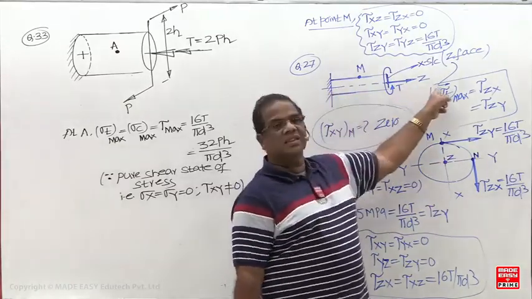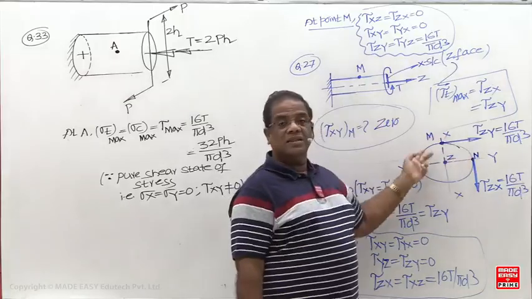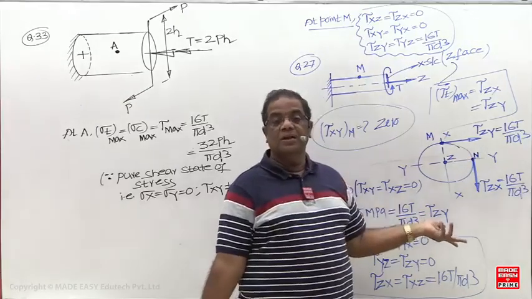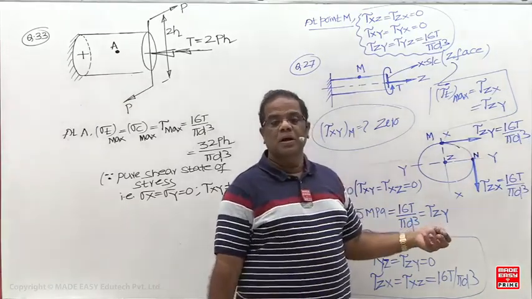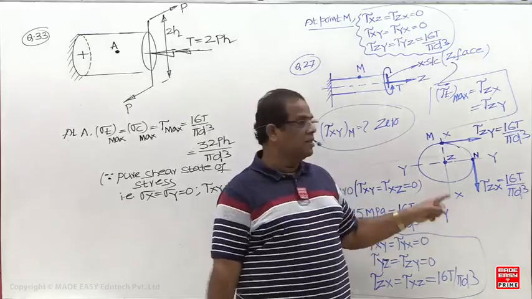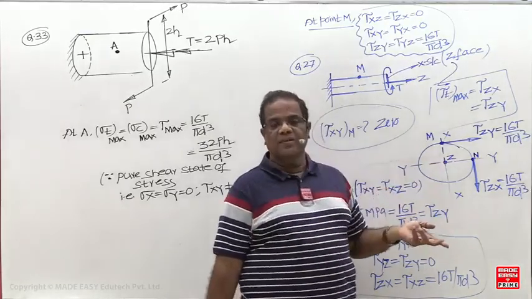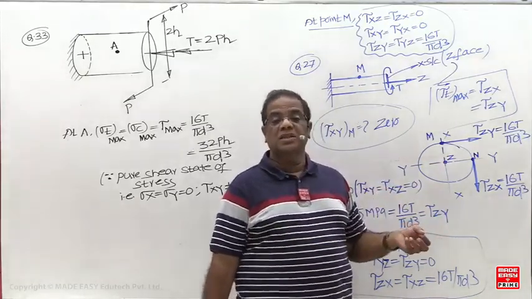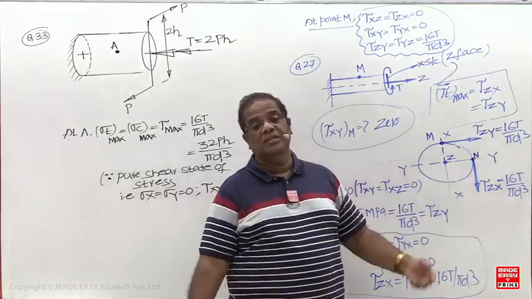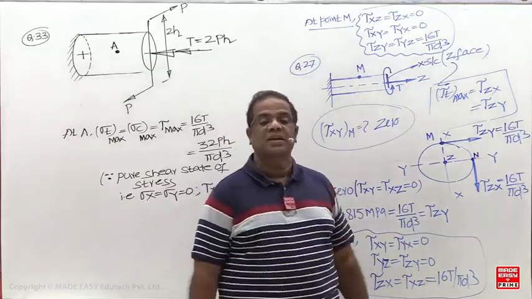Yesterday I had taken x, so the cross section becomes the x face. Then what will the torsional shear stress be? If I take the x face, then the torsional shear stress will be either tau xy or tau xz.